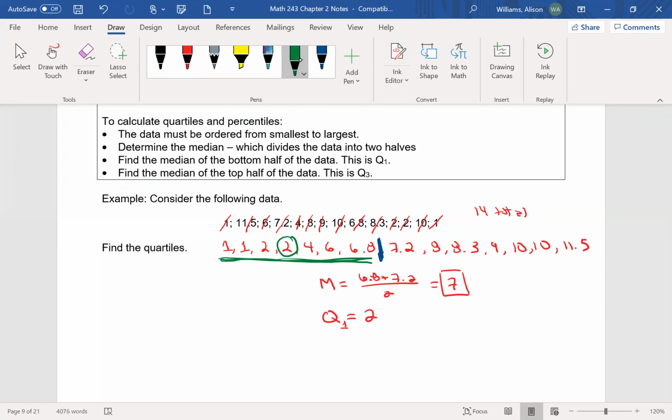All right, repeat that process for the second part of the data. Since there's 7 pieces of data, I'm going to count 1, 2, 3. That is going to be the middle. So 9 is Q3.